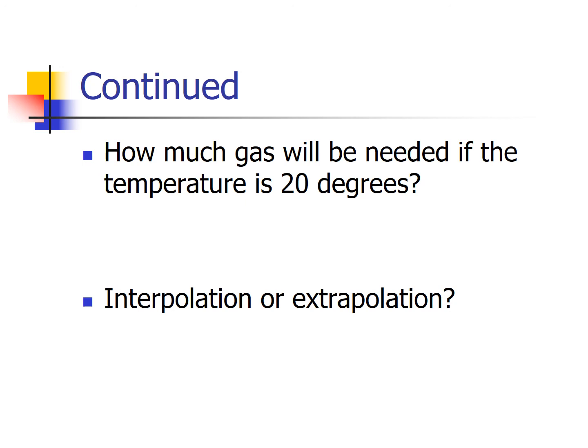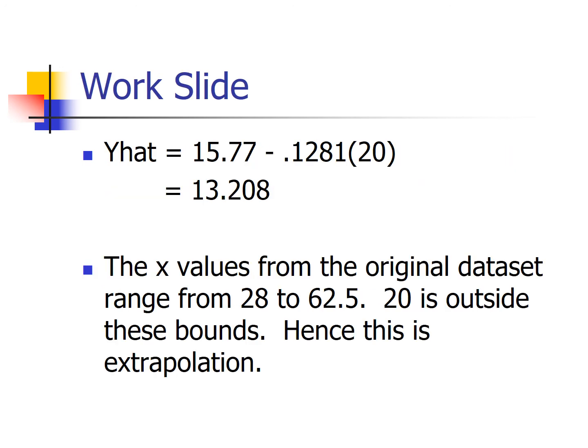How much gas would be needed if the temperature was predicted to be 20 degrees? Just plug in the number 20. Throw it in your calculator. 13.208. That's a higher fuel consumption than before. Is that surprising? No, of course not. The temperature has gone down from 45 to 20. When we did that, we would expect, because it's a negative relationship, fuel consumption to go up.